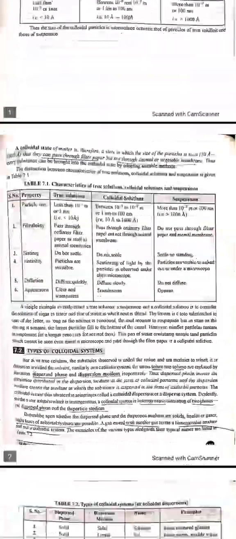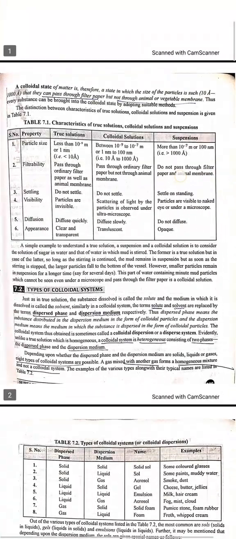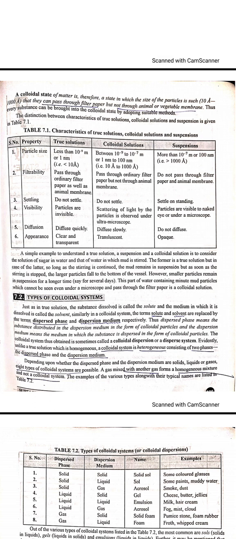Now, our next topic is the colloidal state of matter. A colloidal state of matter is therefore a state in which the size of the particle is 10 angstrom to 1000 angstrom, such that they can pass through filter paper but not through animal or vegetable membrane. Thus, every substance can be brought into colloidal state by adopting suitable methods.